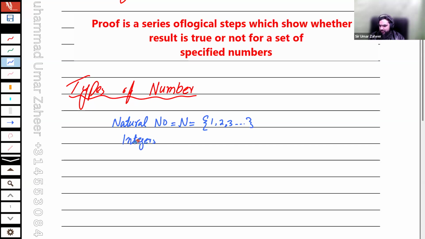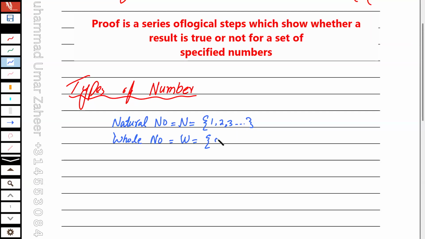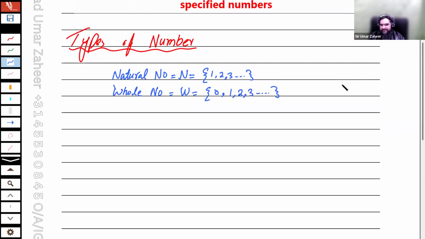In the same way, we have integers, or before integers, we have the whole numbers that are normally shown by W. Yes, that will be equal to 0, it starts from 0, 1, 2, 3, and so on. Now the next set that we have is the integers, that is normally shown by Z.